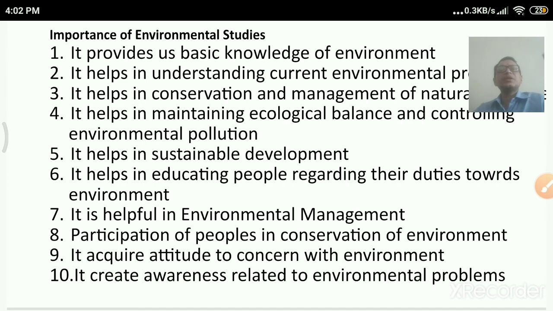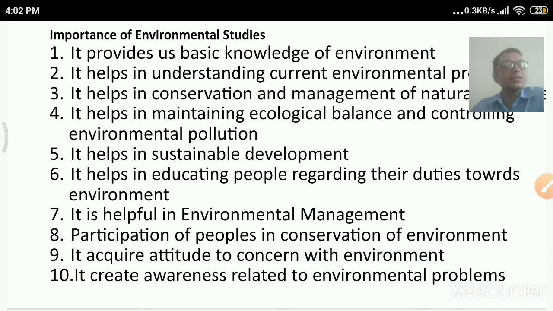It also helps to understand the current environmental problems. What are the environmental problems? There are several environmental problems that we have to tackle or cope with. It helps in the conservation and management of nature. It helps in maintaining the ecological balance and controlling environmental pollution.